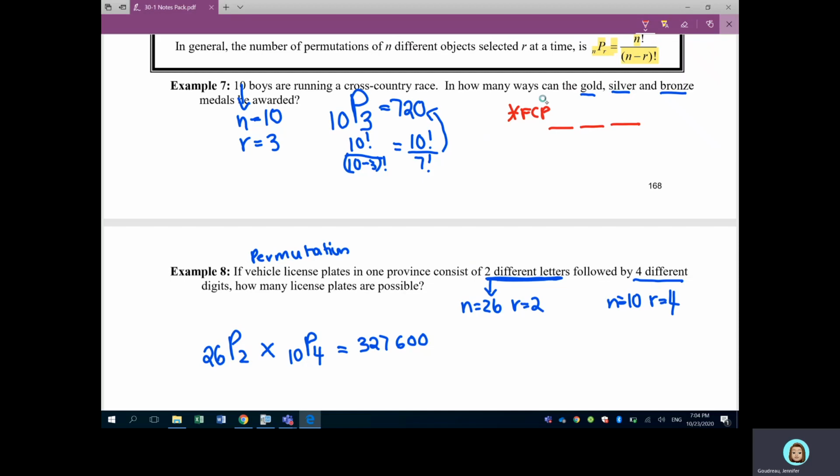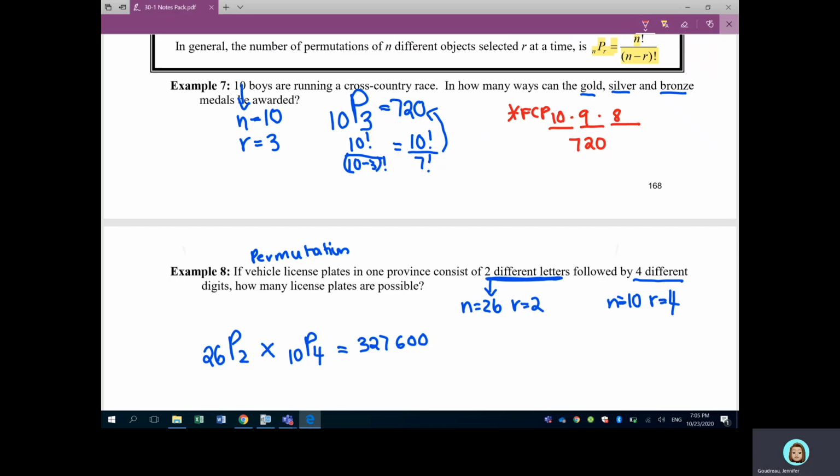When we're deciding who gets gold, we are starting with the 10 boys in total. Once we've given gold to one boy, he cannot be given another award. So we've got 9 choices for silver, and then we would have 8 choices for bronze. 10 times 9 times 8 gives us 720. So whether you recognize this as a permutation question and an nPr question, or whether you recognize it as a fundamental counting principle question, both are equally good strategies to use, and you should be aware of both strategies.